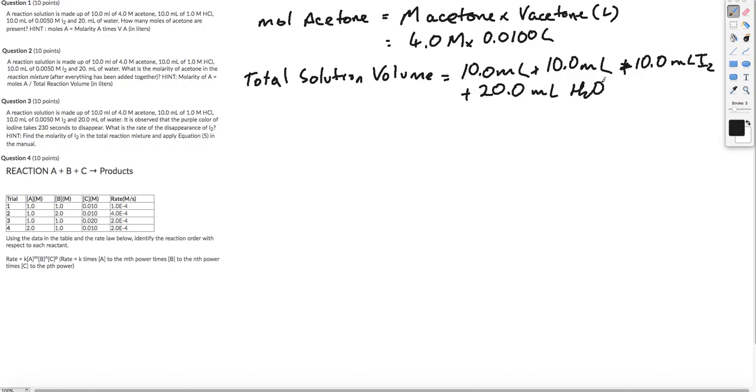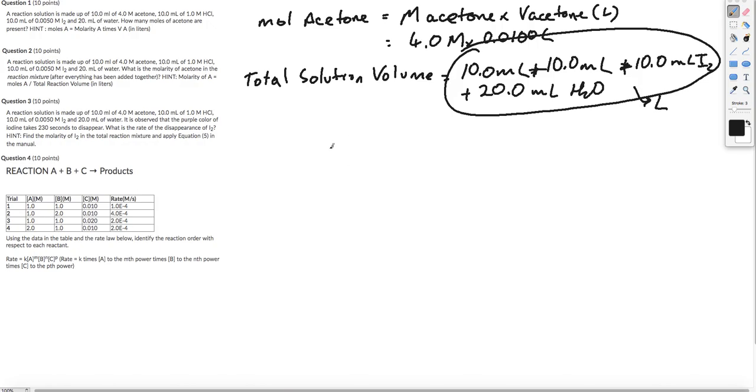And what you would do for number 2 is calculate the moles of acetone again, which is what you would get from the previous problem, and then you would use the total solution volume here, which is going to be all of those things added together, and that's going to be converted again into litres, just like we did previously.